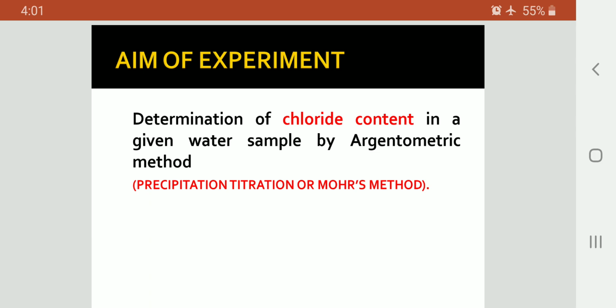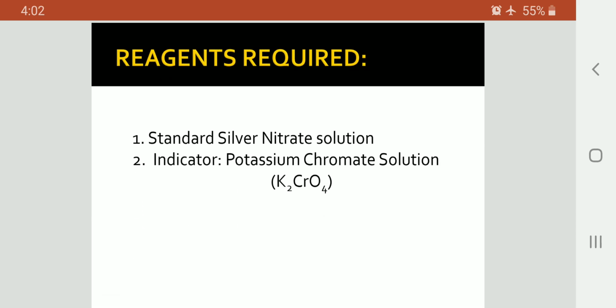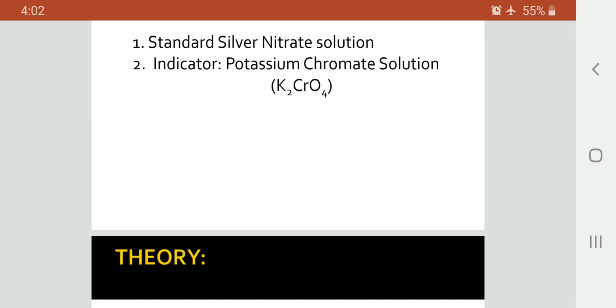Generally, these precipitation titrations are of three categories, that is Fajans, Volhard and Mohr's method. And out of these three, you are going to perform Mohr's method, which is a direct usage of these silver compounds. The reagents which you are going to use today are silver nitrate solution, standard sodium chloride solution, and an internal indicator, that is potassium chromate, which is yellow in color.